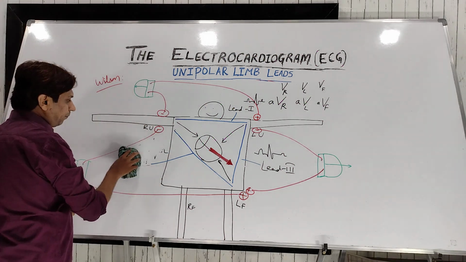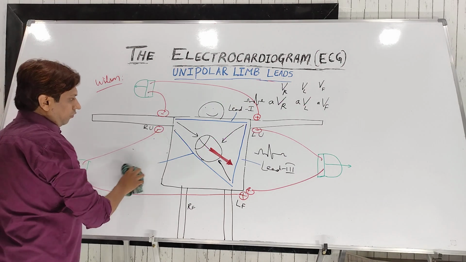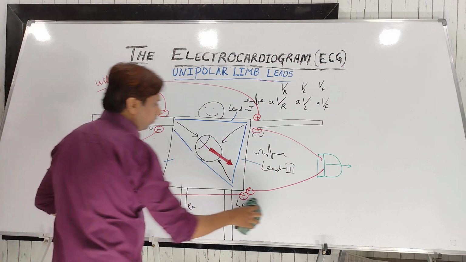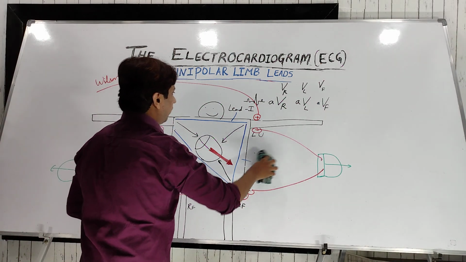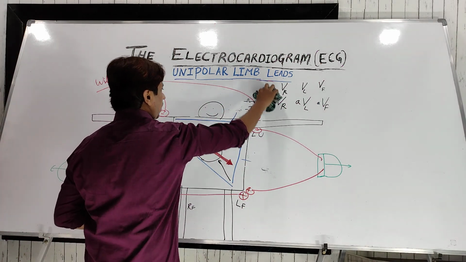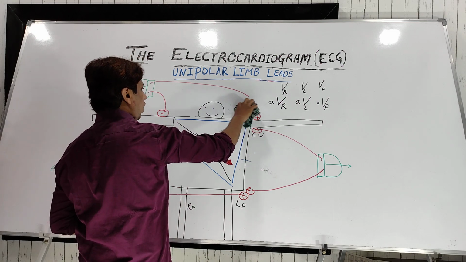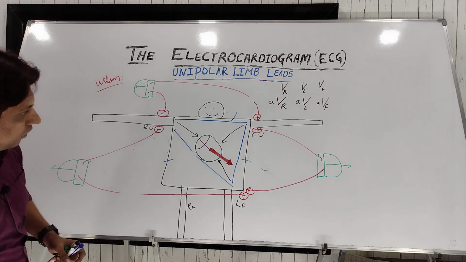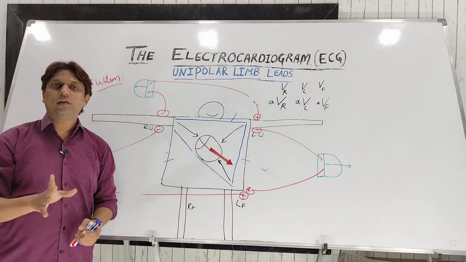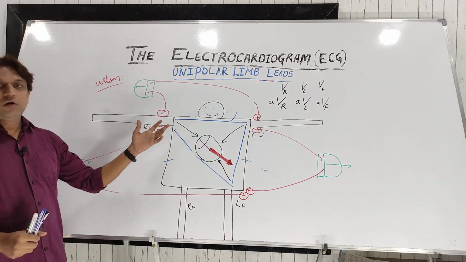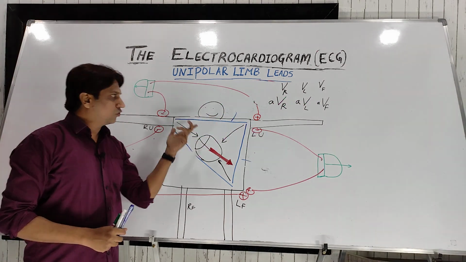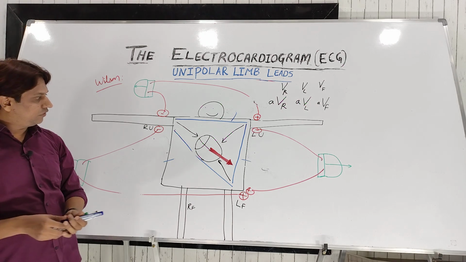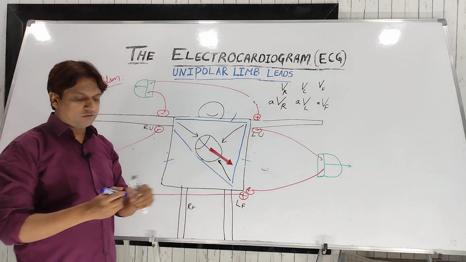That was the bipolar limb lead system. Now we will concentrate directly on the unipolar limb leads. I hope the bipolar limb leads concept is clear. Now we'll discuss what we mean by unipolar limb leads. It doesn't mean that unipolar limb leads have only one pole. Bipolar definitely has two poles, and unipolar limb leads also have two poles, but there is a basic difference. We'll discuss it one by one.